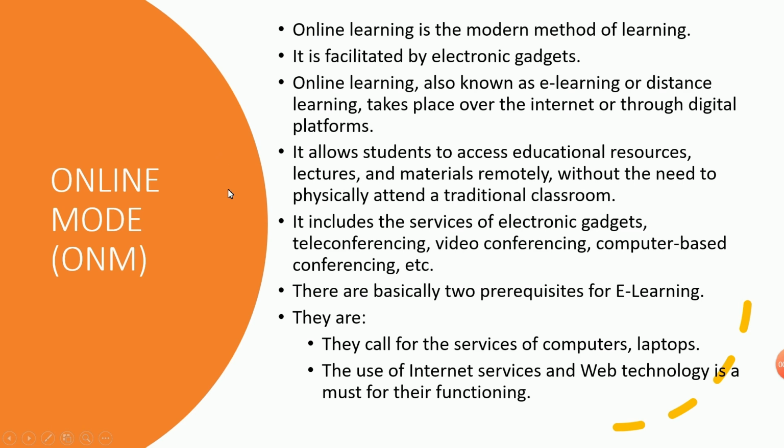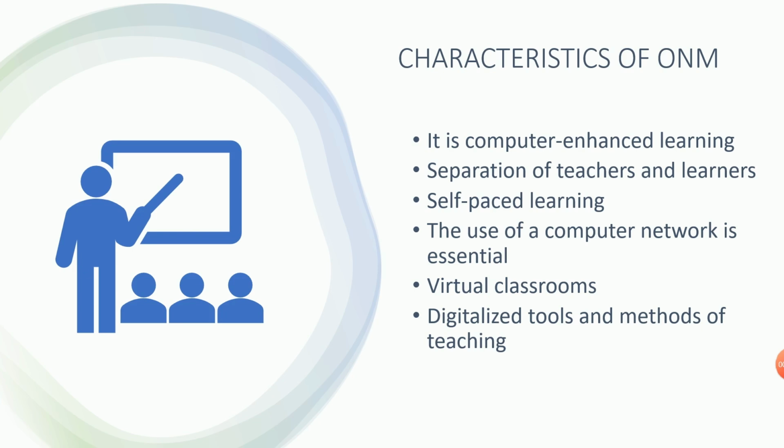So for this online mode there are 2 prerequisites, அதாவது முன்னேற்பாடா இருக்க வேண்டிய அத்தியாவசியங்கள். So those 2 things are called services of computers and laptops. Compulsory a computer or laptop or even a mobile phone should be there. Next, use of internet services and web technology. So net இருக்கணும், and web technology னா இந்த இடத்துல வந்து only browsing or wired, all those things. So these 2 are the prerequisites for online mode.